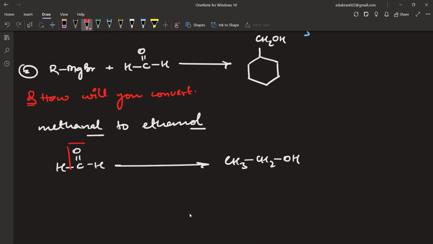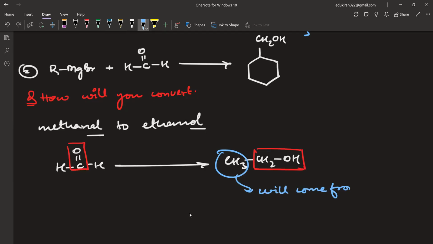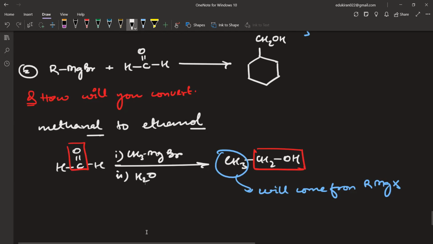So you should remember that this carbon and oxygen are present here. Okay, and then you will figure out that this CH3 will come from RMgX, Grignard reagent. Okay, so what is the reagent that you are going to use? You're going to use, first of all, number 1, CH3MgBr. Okay, in the second step, you are going to use water. That is it. Can you see that happening? Yes or no? Please tell me, guys. Can you see that happening? Yes, sir. Yes. Right?